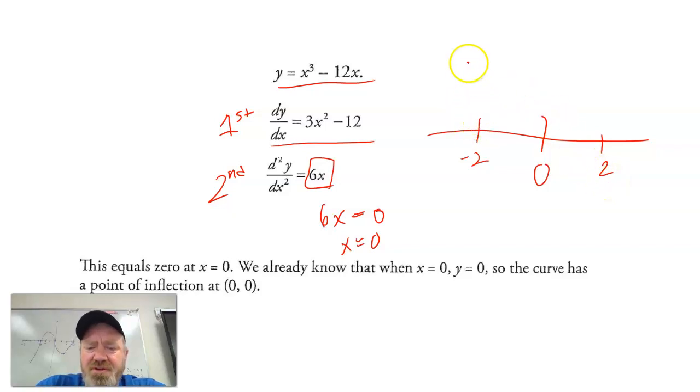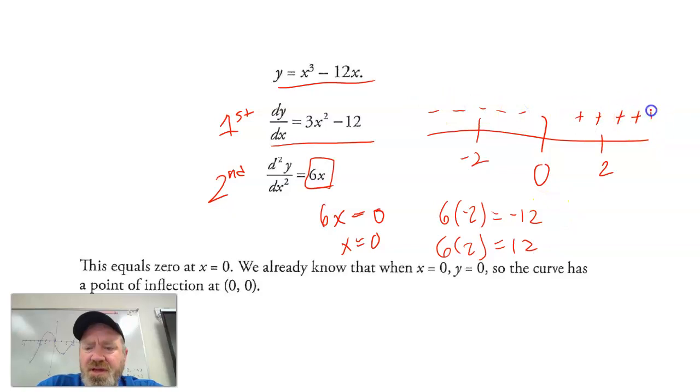If we put them in there, if we put a -2 in, we have 6 times -2, which is going to be a negative value. And if we do 6 times 2, it's a positive value. So this tells me that we are concave down over here and concave up over here. Okay, but we said that these could be maximums or minimums.